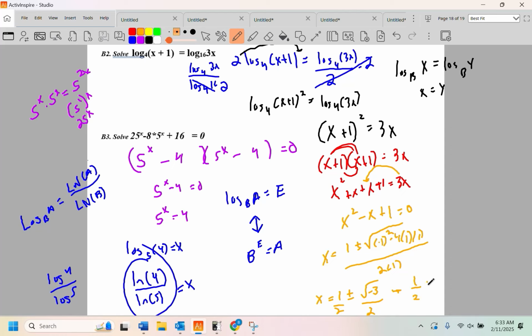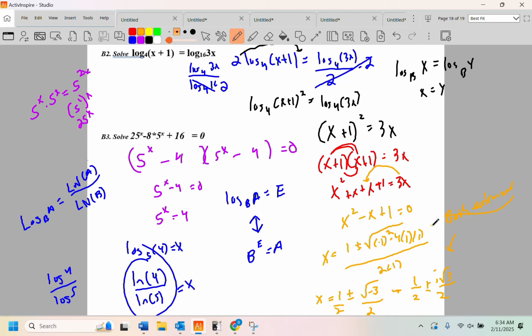We clean this up using the concept of imaginary numbers. 1 plus or minus i root 3 over 2. Neither one of those work. I mean, they're both extraneous. So this one had no real solutions.